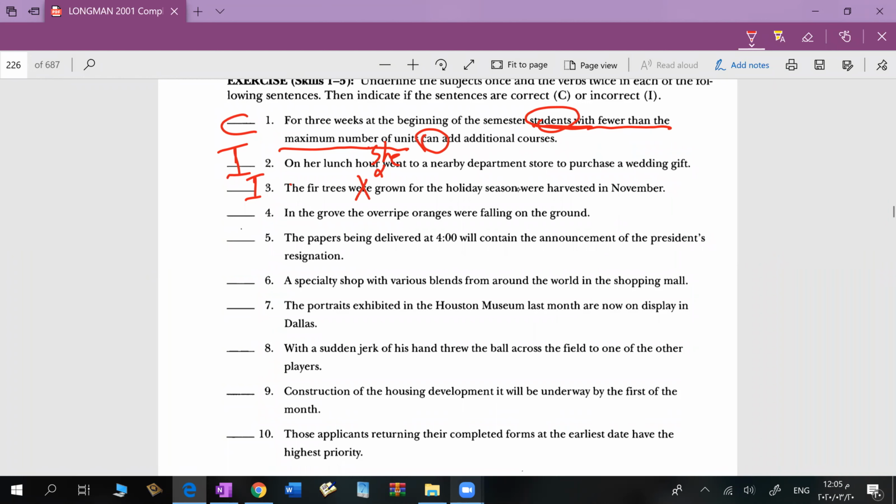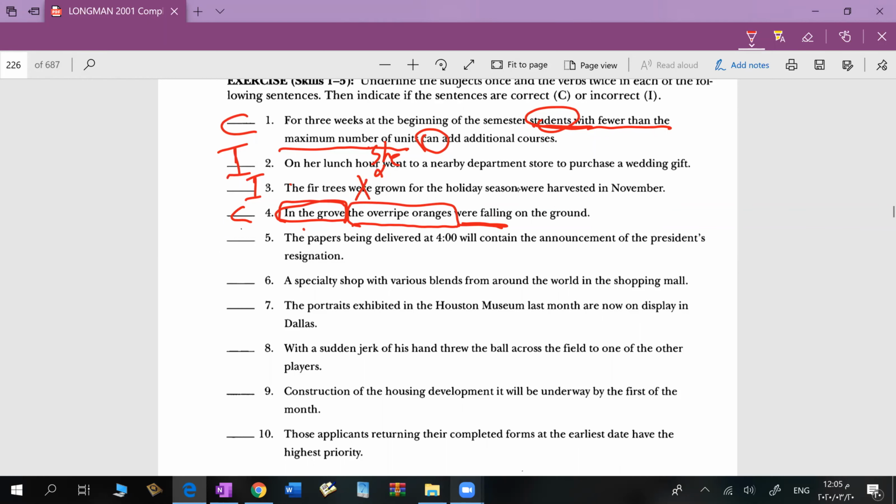"In the grove of the overripe oranges were falling." What do you think? Correct. So where is the subject? In the grove of the overripe oranges, this is... The overripe oranges? No. I think that's incorrect. Oh, wait. Yes, I'm sorry. In the grove, this is a prepositional phrase. The overripe oranges, this is the subject, were falling, this is the verb. So this is correct.